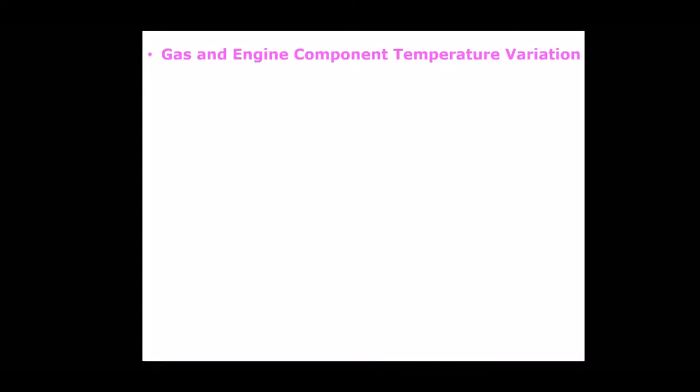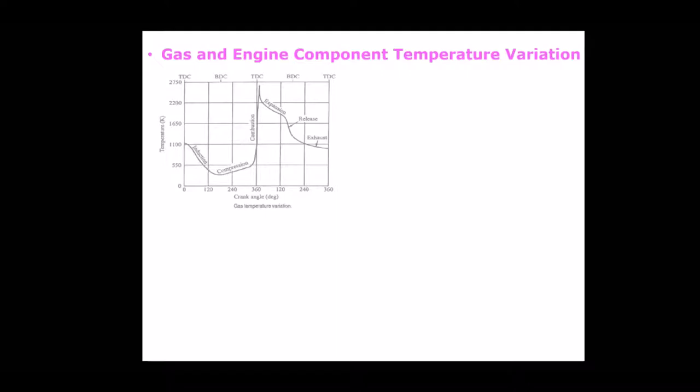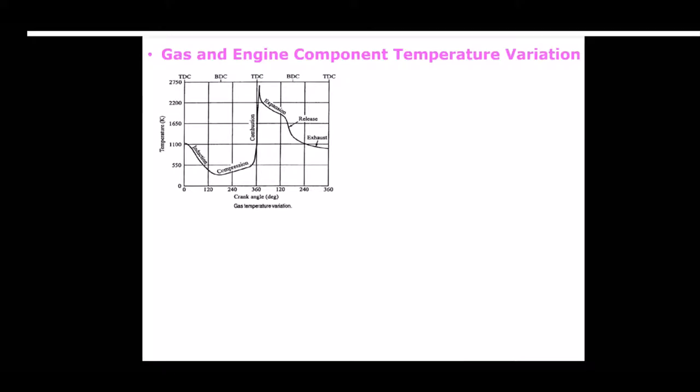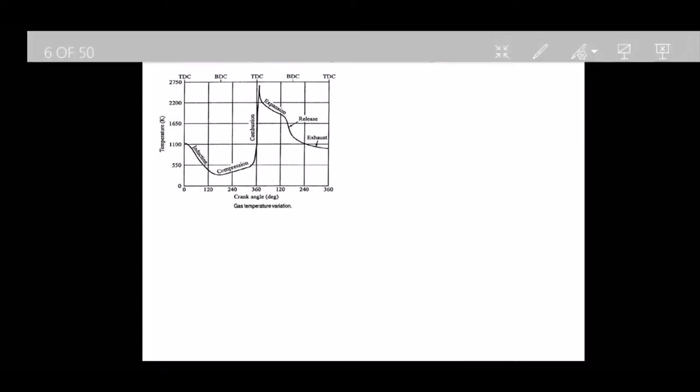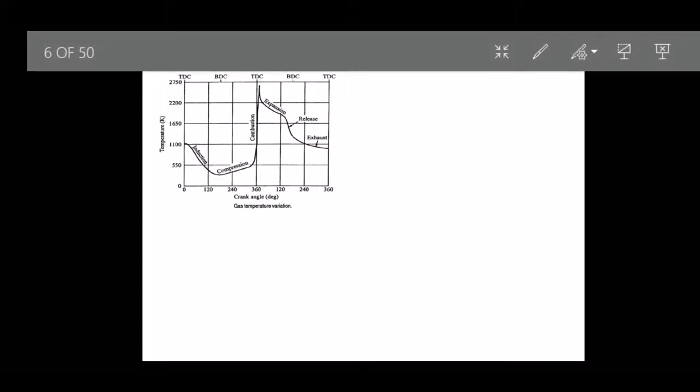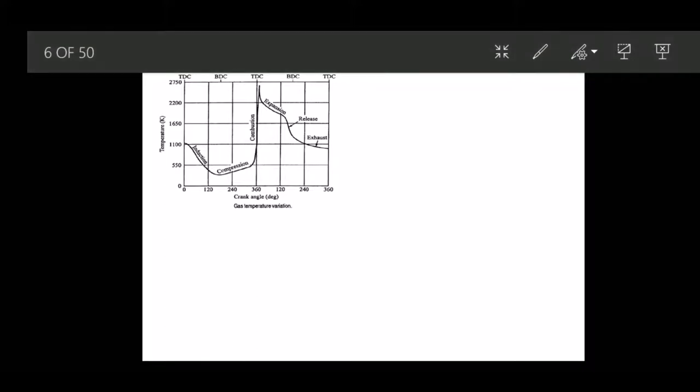So all these components are receiving this heat, and due to that there is definitely a rise in the temperatures of the different components of the engine. You can see the variation in the temperatures of the engine. During the different strokes it varies, but during the combustion process the temperature of the gases inside the cylinder may reach near about 2500 degrees centigrade, which is very high. Due to this temperature, the different components of the engine receive the heat and their temperature rises.